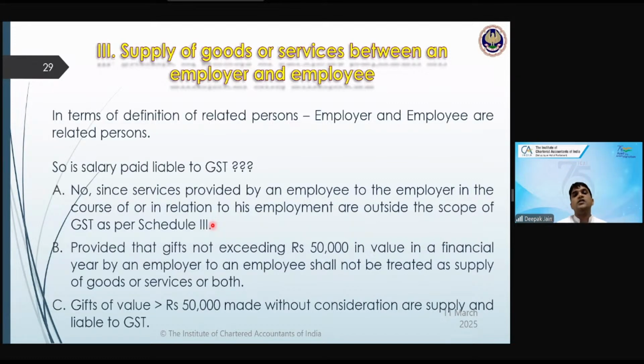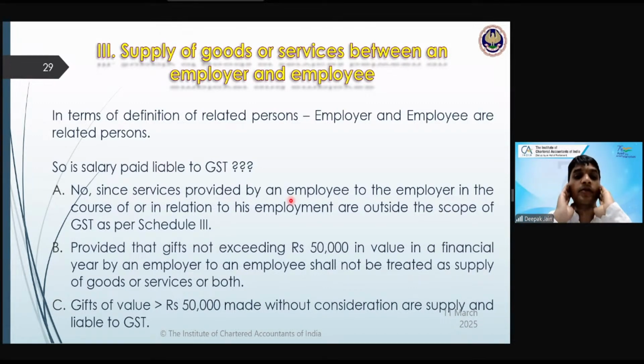Now, third is any supply of goods or services between employer and employee. So we have seen that kind of related persons, employer and employee. Is salary paid liable to GST? No, because services provided by an employee to the employer are covered under Schedule 3. Any services by an employee to the employer are not liable to GST.